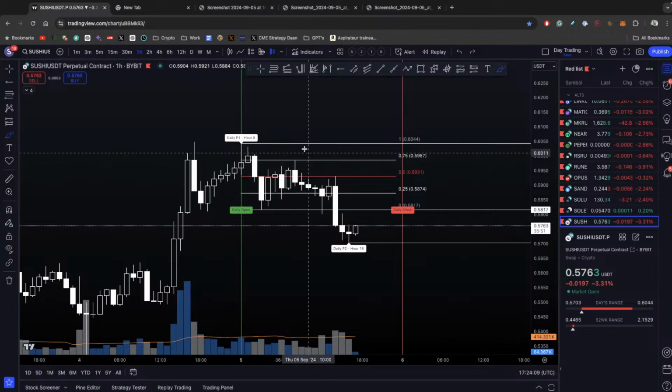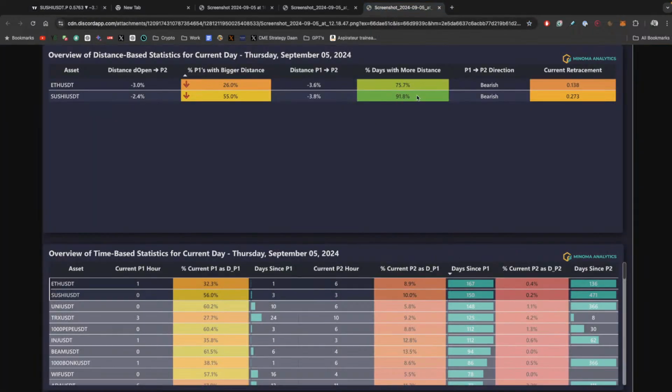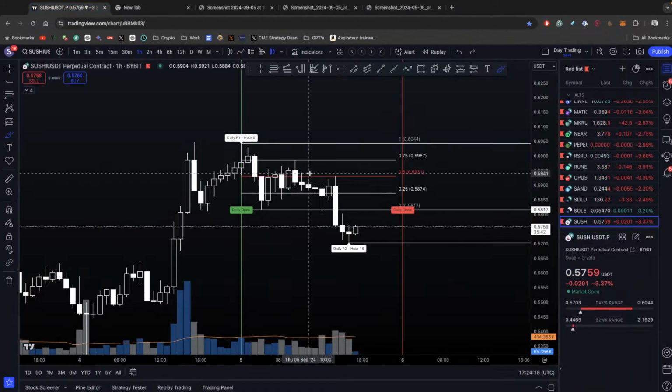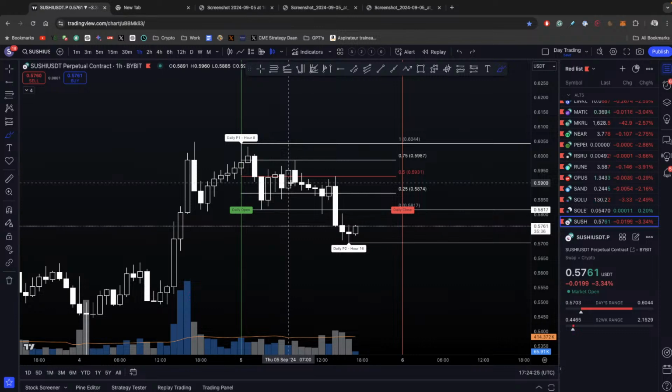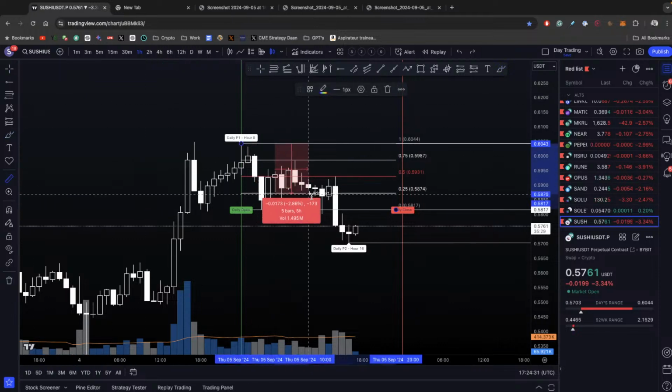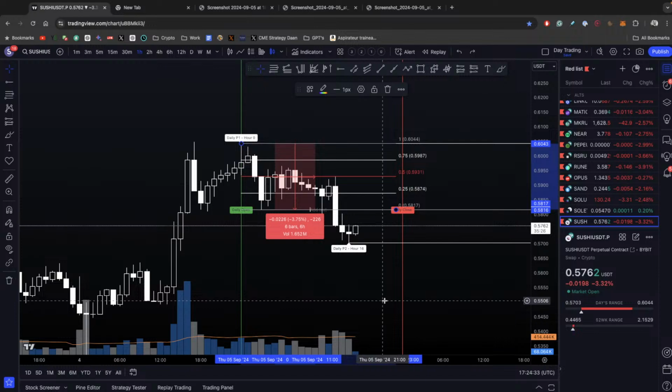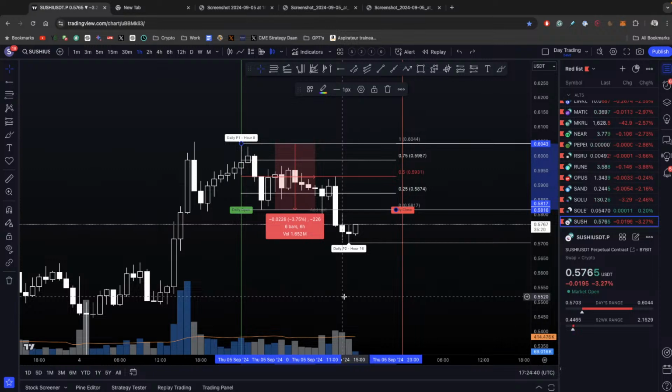So what I was saying is, what you also have is still a very high value for percent of days with more distance, right? So at this point in time here, 91% of days had more distance for the whole day, right? So we had this right here, 3.75% displacement, and 91% of negative days have a bigger negative displacement.